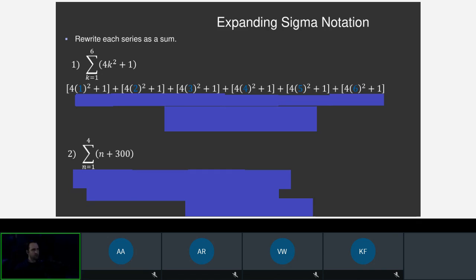Pretty straightforward. Any questions so far in this? And then you just math it. 1 squared is 1. 1 times 4 is 4. Plus 1 is 5. So we just do the math. 2 squared is 4. 4 times 4 is 16. Plus 1 is 17. 3 squared is 9 times 4 is 36. Plus 1 is 37. 4 squared is 16. 16 times 4 is 64. Plus 1 is 65. 5 squared is 25. Times 4 is 100. Plus 1 is 101. And then so forth.